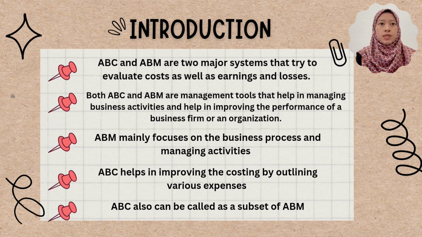While the terms ABC and ABM appear to be interchangeable, their purposes are very different. ABM mainly focuses on the business process and managing activities aimed at driving organizational objectives, while ABC helps in improving the costing by assigning various expenses like supplies, salaries, rent to activities and tracing these activities to services, business process, products, customers and distribution. Activity-based costing can also be called a subset of activity-based management.